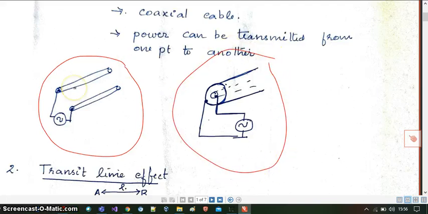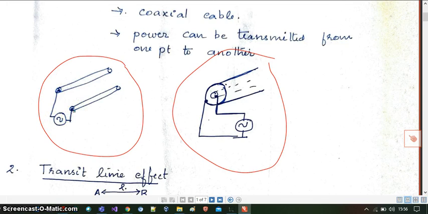This one is two parallel conducting wires separated by a dielectric medium. This is one type of transmission line, and this is a coaxial cable. There is an inner conductor and an outer conductor. This is also another type of transmission line. And you can see here these two parallel conducting wires are connected through an energy source.